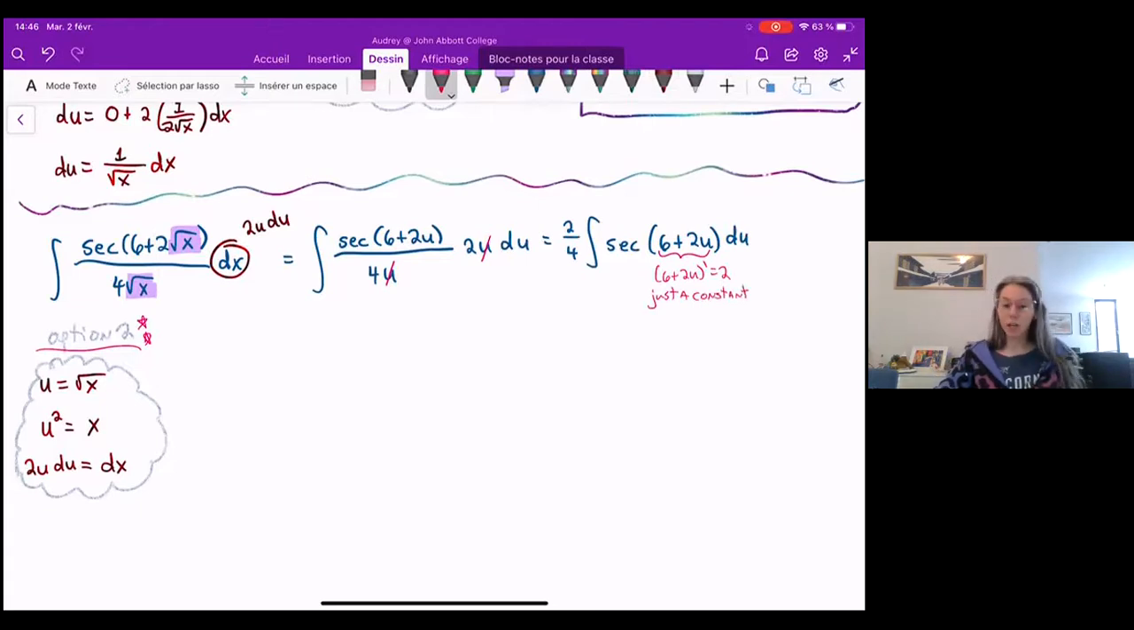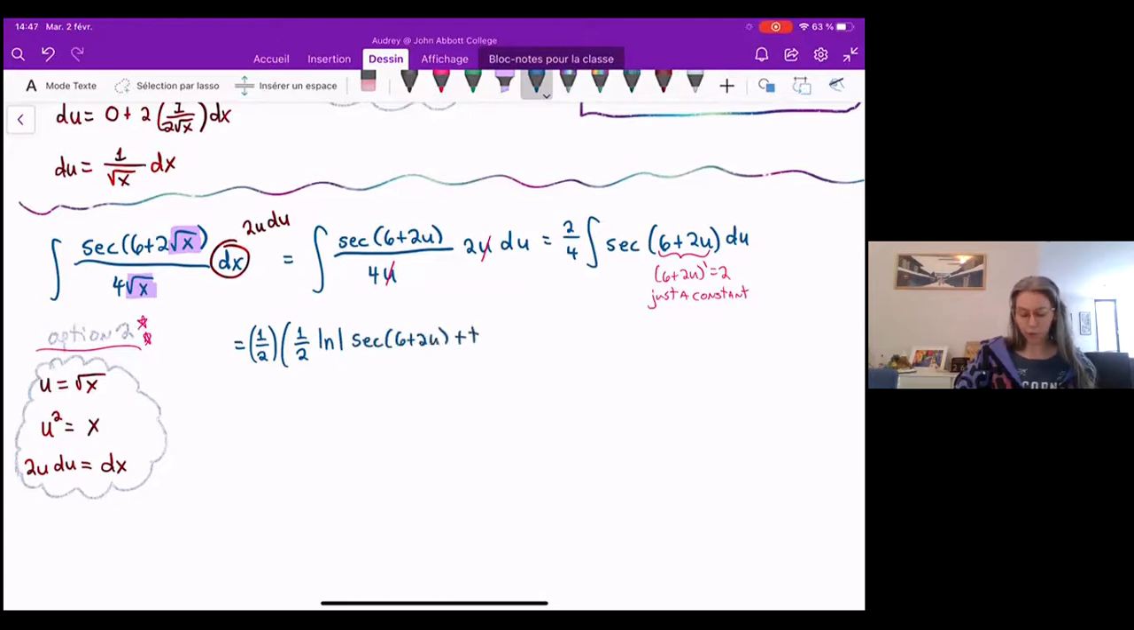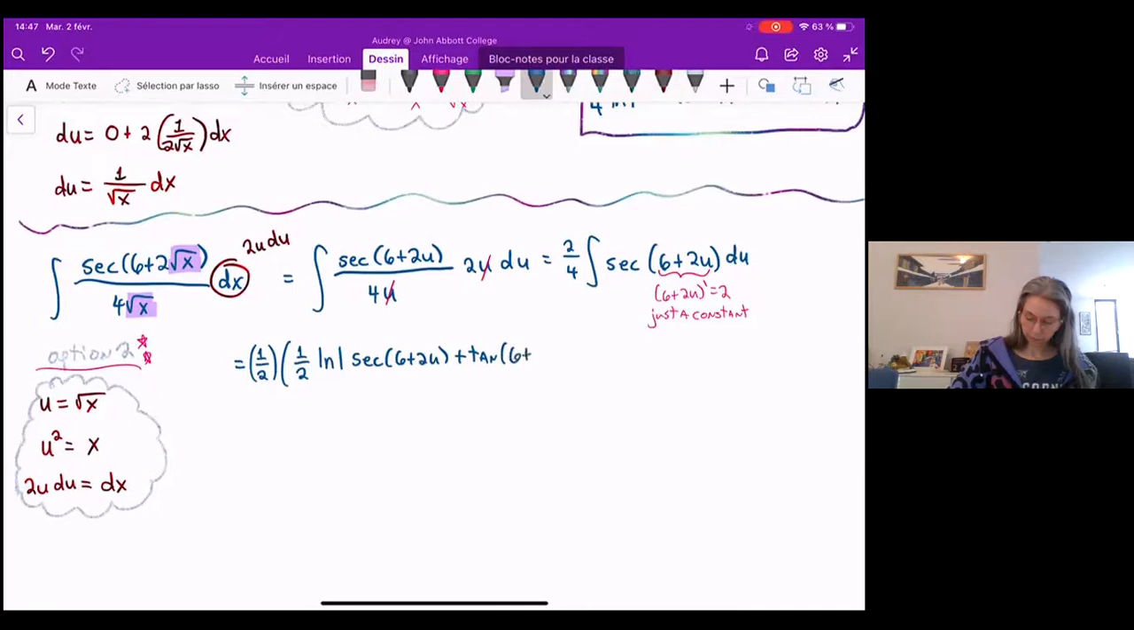And when the derivative is just a constant, remember, we can just divide by that constant. So I'm going to have my 2 over 4, that's 1 over 2. Then I'm going to divide by that constant, 1 over 2, and apply the known form. So that's natural log of secant of 6 plus 2u plus tangent of 6 plus 2u. So I'm just applying the known form. I know the antiderivative of secant is ln of secant plus tangent. This time I'm evaluating at 6 plus 2u, so I've got 6 plus 2u in place of those x's, and I had to divide by 2 because that derivative was just a constant.